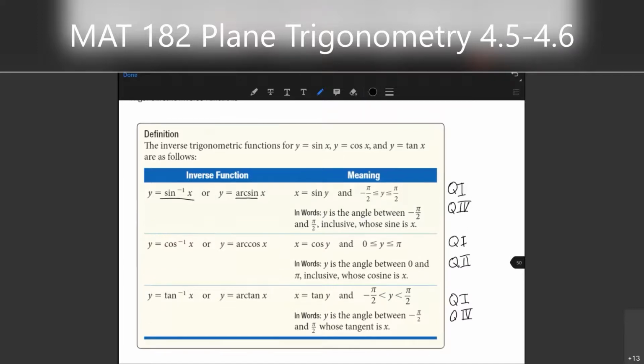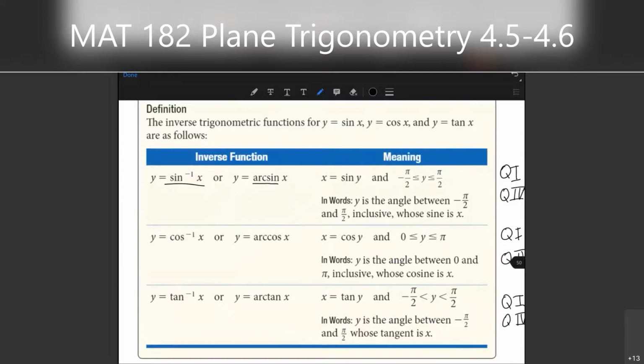Let's just recall the nature of an inverse function. An inverse function accepts a side ratio for a right triangle, and it gives back an angle. The y is some theta angle. Okay, so that's important to remember for our inverse functions.